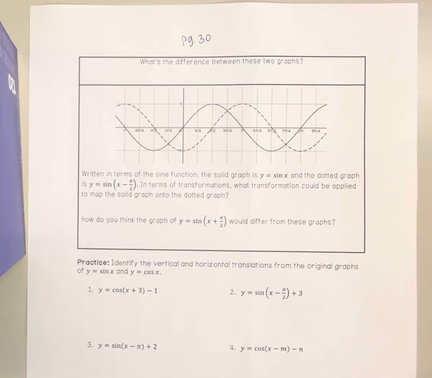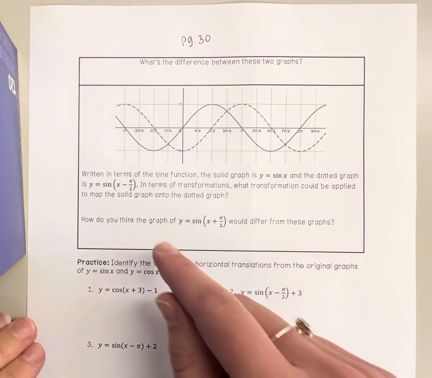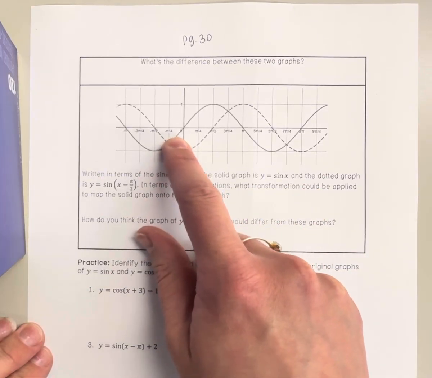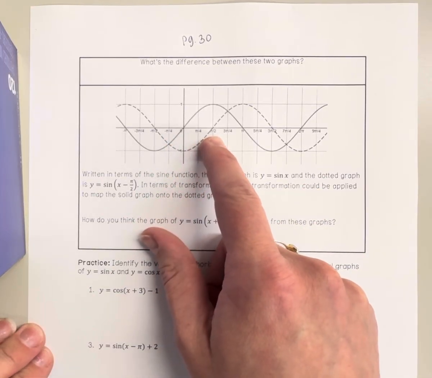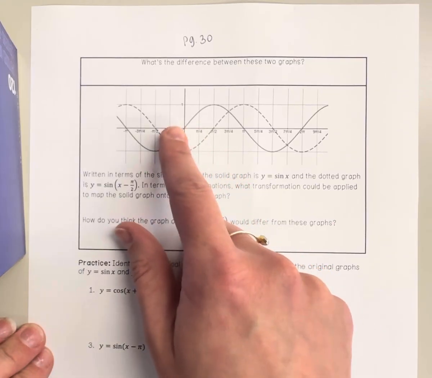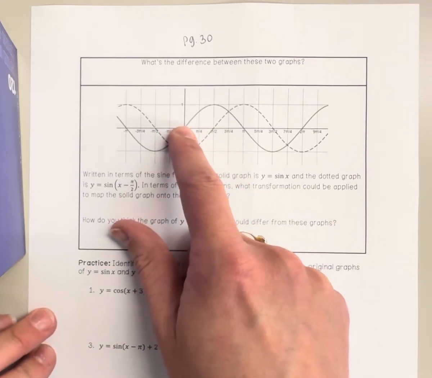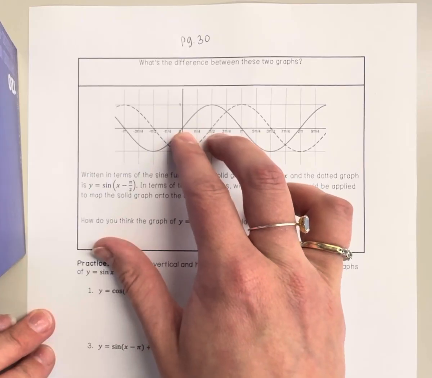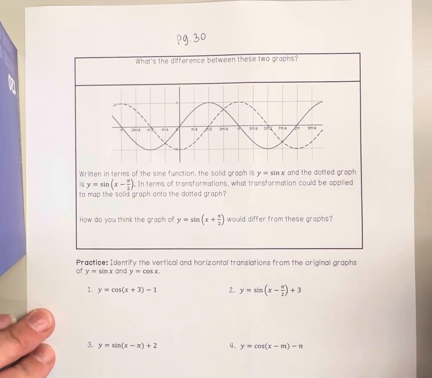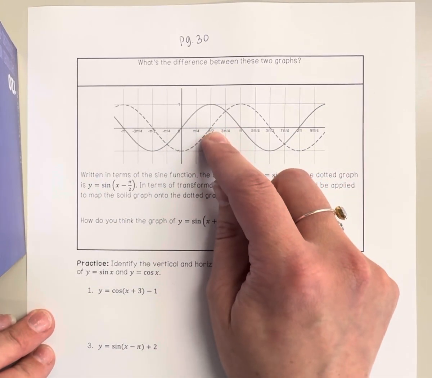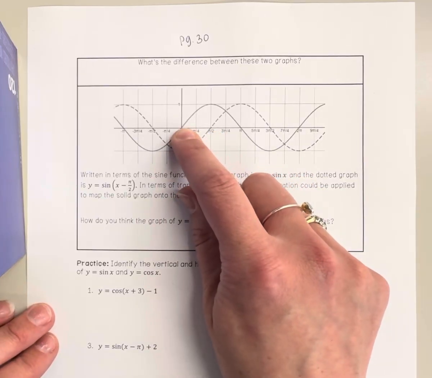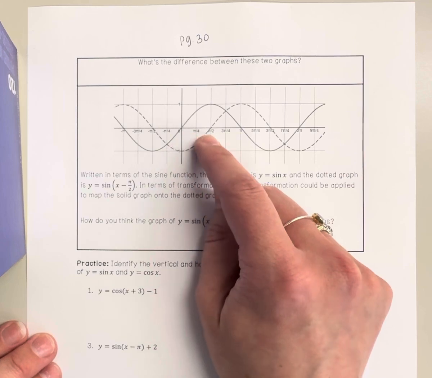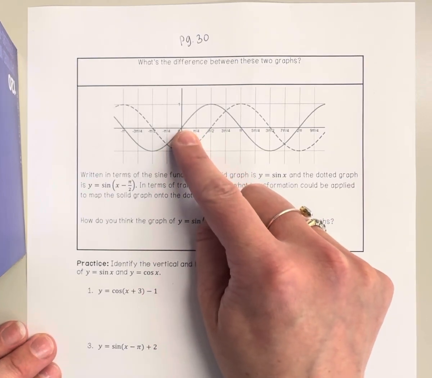What if I said, could I take one of these graphs and just move it over and have it match up with the other one? So if I took the solid graph and I moved it over 2 boxes, which is really pi over 2, then the graphs would match up with each other. Or if I took the dotted graph and moved it backwards 2 boxes, or backwards pi over 2, since that's what 2 boxes is, then they would match up with each other.